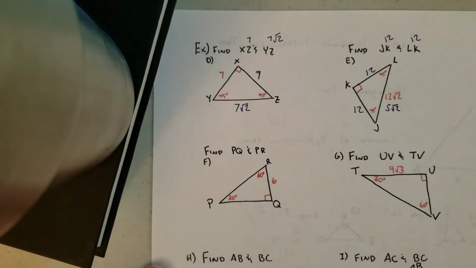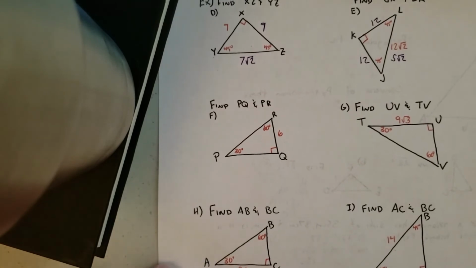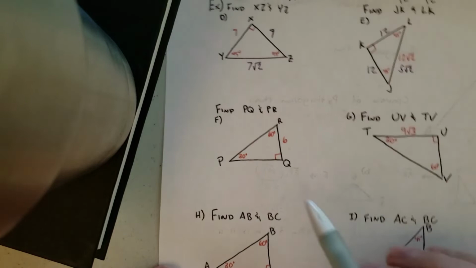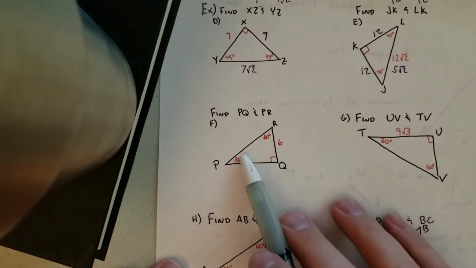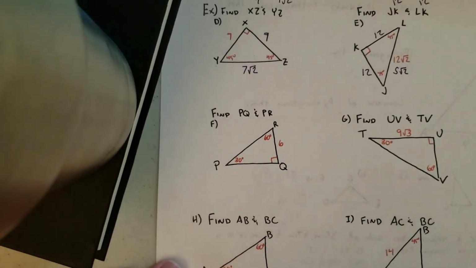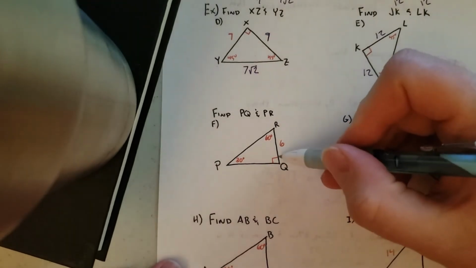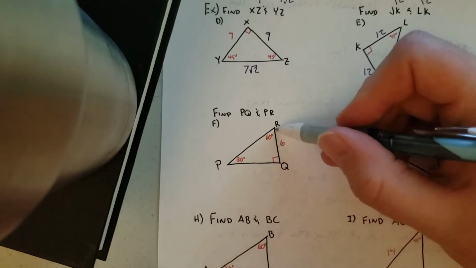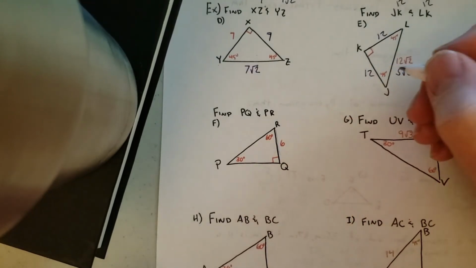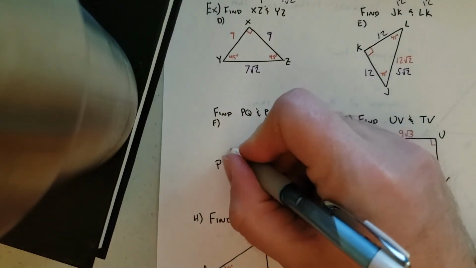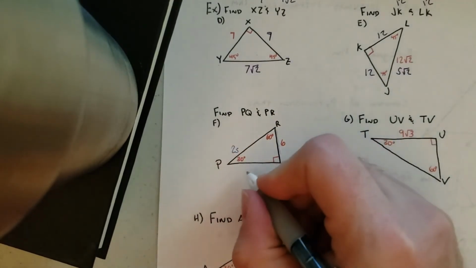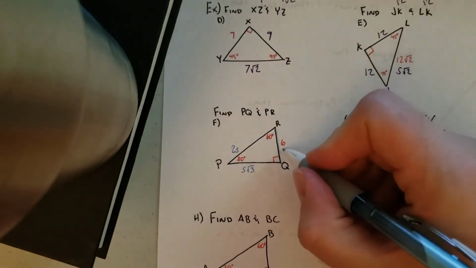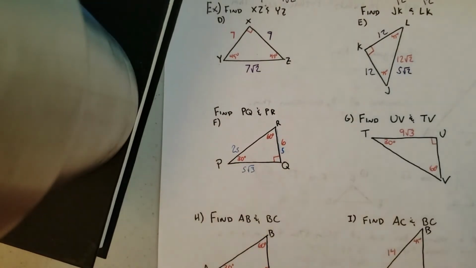All right, next we want to find PQ and PR. What type of triangle are we given? I have a 30, 60, 90. And what leg am I given? Am I given the hypotenuse, the long leg, or the short leg? I'm given the short leg. If you recall from the rules, the hypotenuse is 2s, and the long leg is s square roots of 3. And then, of course, the short side is my s.